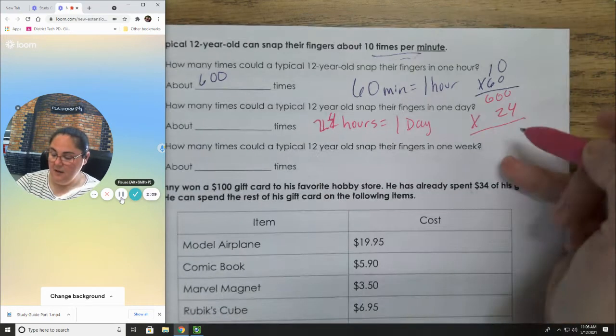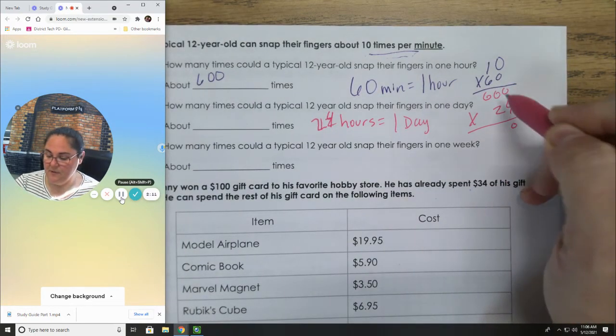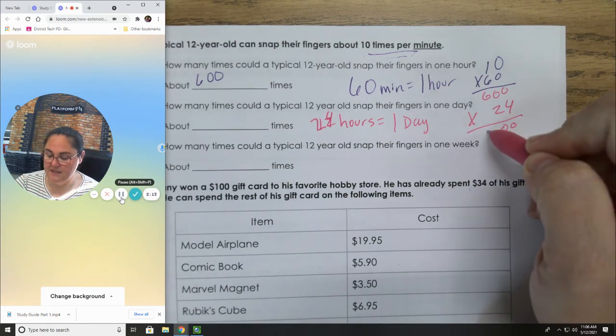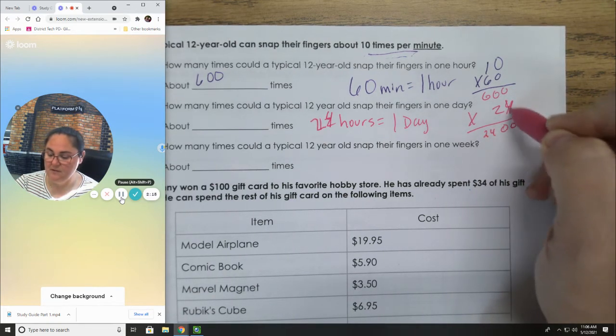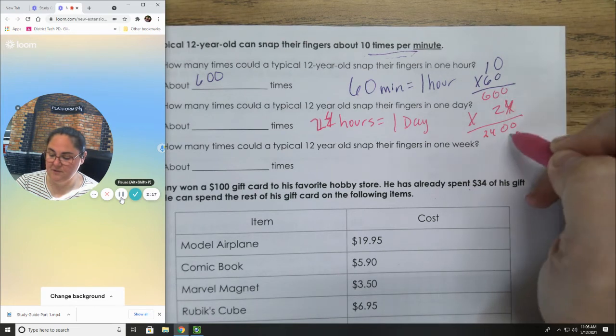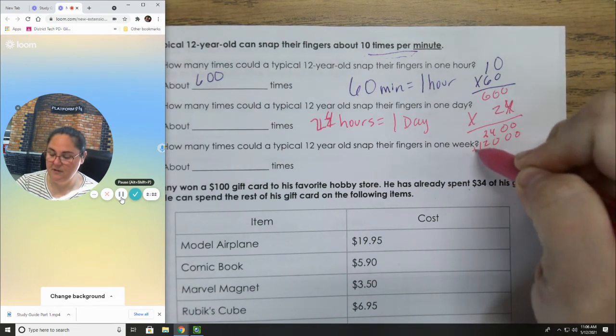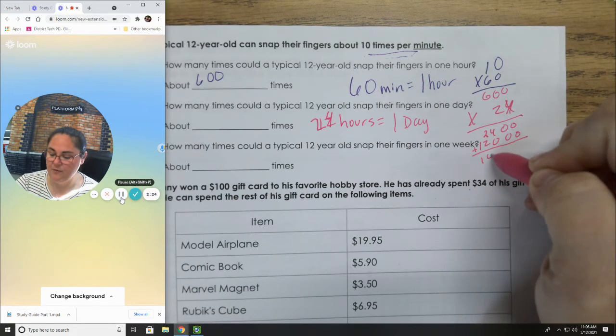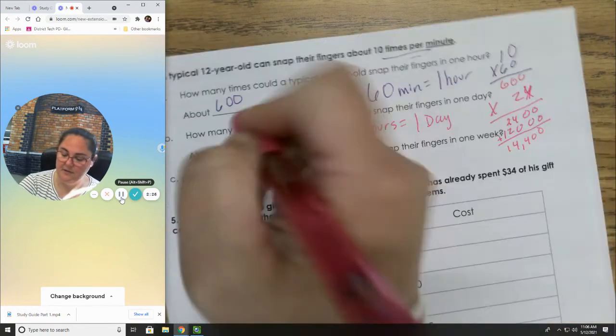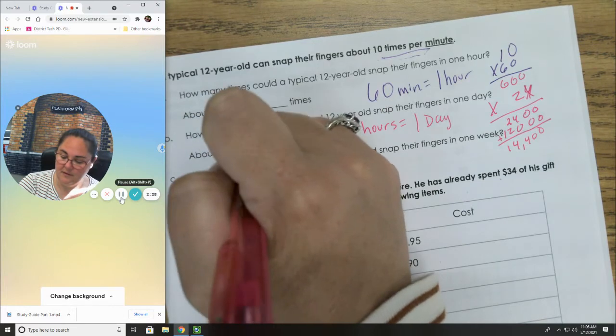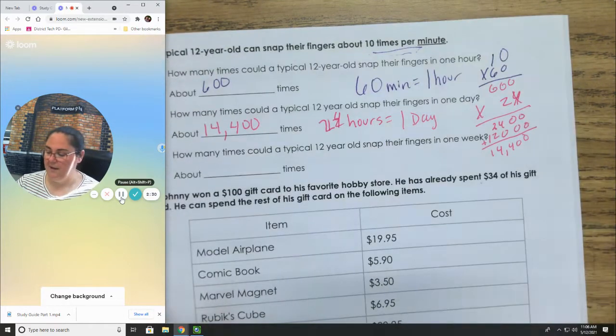Okay. 4 times 0 is 0. 4 times 0 is 0. 4 times 6 is 24. X's and O's. 2 times 0 is 0. 2 times 0 is 0. 2 times 6 is 12. Add those together, I get 14,400. All right.